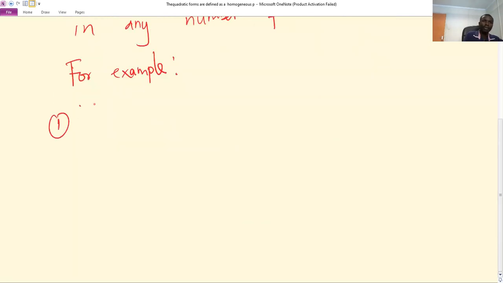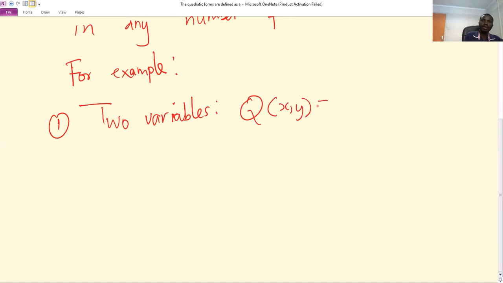one, in two variables, we have q of x, y. So assuming that the two variables are x, y, it is ax squared plus 2hxy plus b y squared.